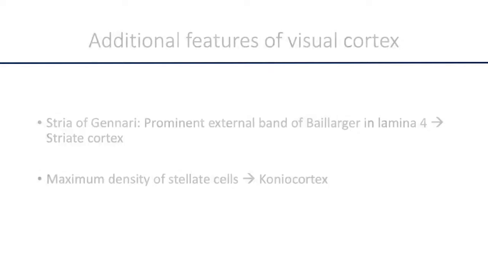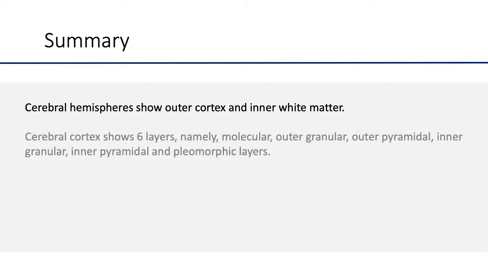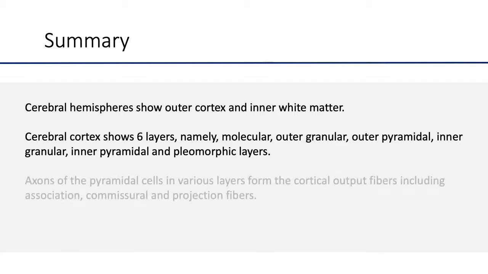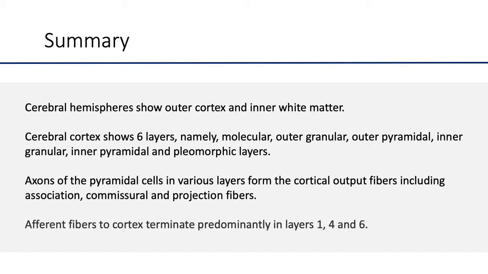So quickly recalling what we have seen so far, cerebral hemispheres show outer cortex and an inner white matter. It shows 6 layers in most of the places, namely the molecular layer, outer granular layer, outer pyramidal layer, inner granular layer, inner pyramidal layer, and the pleomorphic layers. Axons of the pyramidal cells in various layers form the cortical output fibers, including association, commissural, and projection fibers. Afferent fibers to the cortex terminate predominantly in layers 1, 4, and 6.